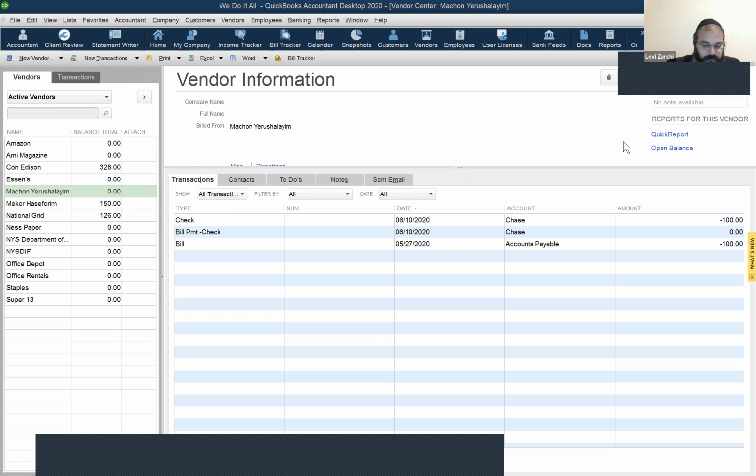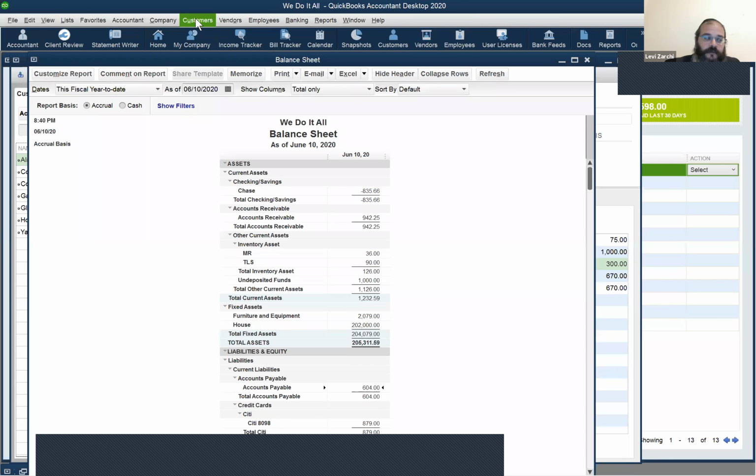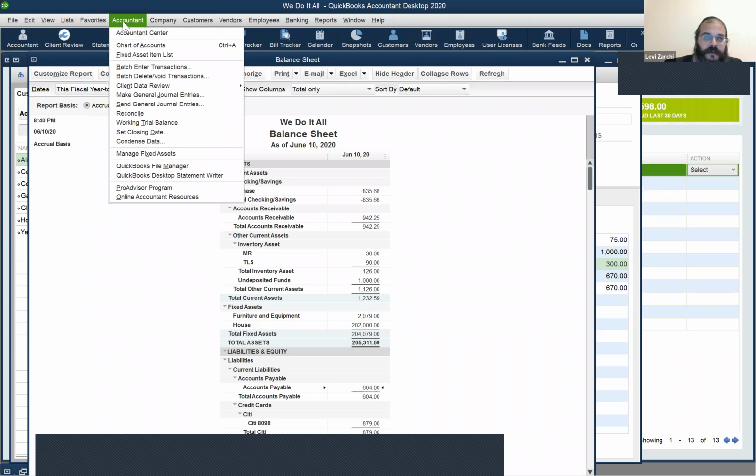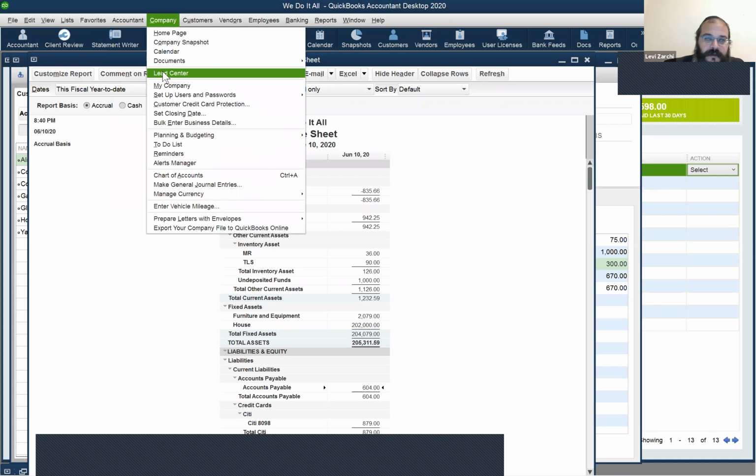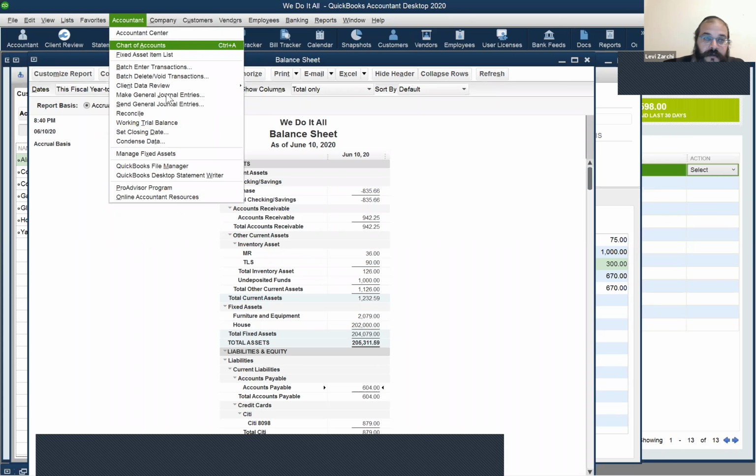So these are called adjusting entries, and then there's reversing entries, which in the accountant version you're going to see has a reversing component to it right away. So let's see over here. If we go to Company and General Journal Entries. By the way, also in the Accountant dropdown, you can find Make General Journal Entries, and the Accountant dropdown has Send General Journal Entries.